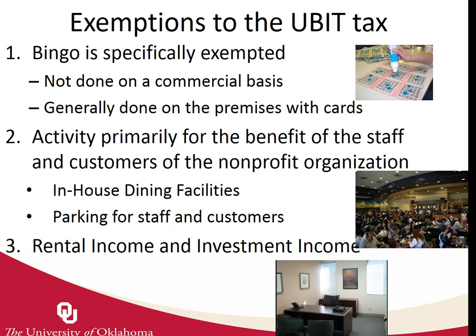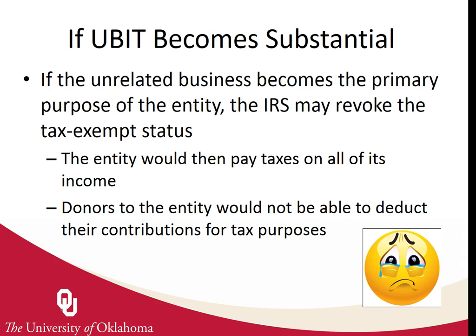Rental income and investment income. If a nonprofit has excess office space, it may rent that space to unaffiliated third parties, and that income is not UBIT. This is called passive income. Income from investments in stocks, bonds, interest, things like that are not included as part of a nonprofit's UBIT.